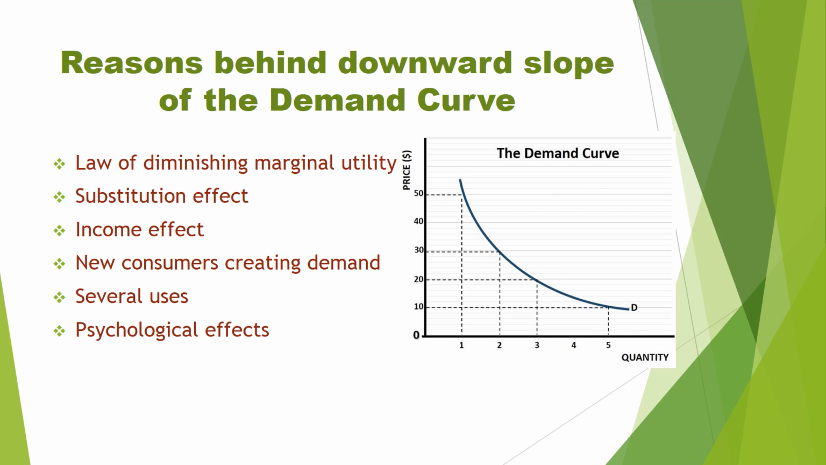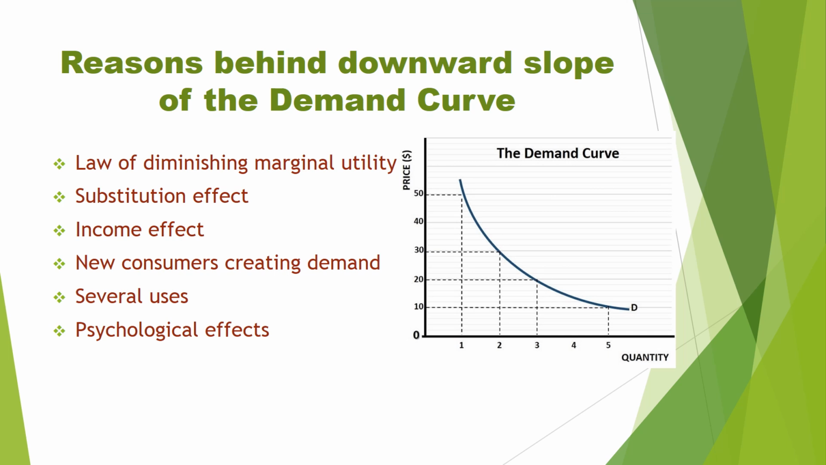Next one, income effect. Increasing income means an increase in the purchasing power of the consumer. With the fall in the price of the good, the consumer's real income or purchasing power rises and he demands more units of the good. Thus, when price falls, demand rises.